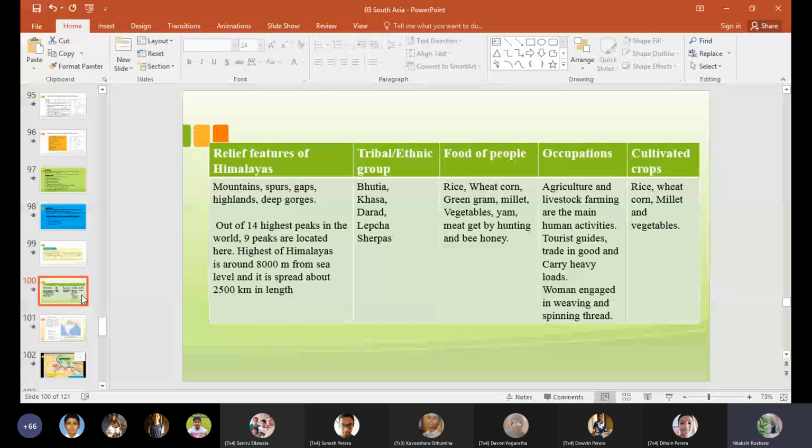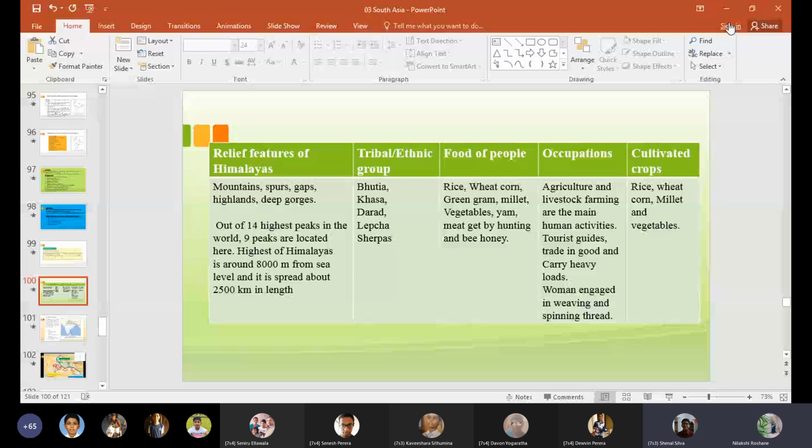Okay, can someone read what we have in this table? These are the answers for this question. Can I read? Okay, raise your hand. Yes, Chenal, read. Relief features of Himalayas: mountains, spurs, gaps, highlands, deep gorges. Out of 14 highest peaks in the world, 9 peaks are located here. Highest of Himalayas is around 8,000 meters from sea level, and it is spread about 2,500 kilometers in length.